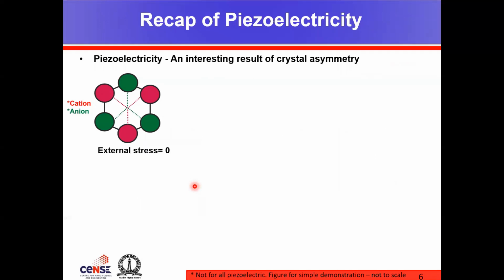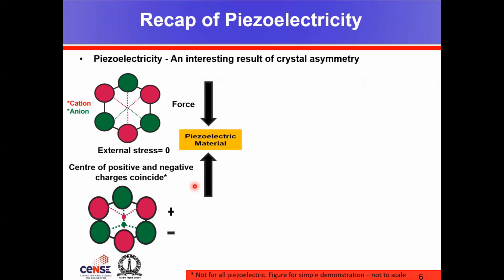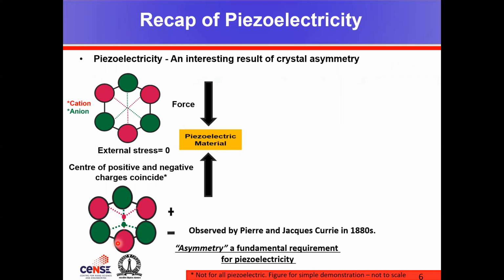Consider a material which has no stress acting on it. In some of the piezo materials, the centers of the positive and the negative charges coincide in such a scenario, and there is no net charge generated. However, when an external field is applied, the crystal deforms and it leads to a net charge generation as the positive and the negative centers do not coincide anymore. And thus we can primarily conclude that crystal asymmetry or non-centrosymmetric nature is a requirement for piezoelectricity to exist.